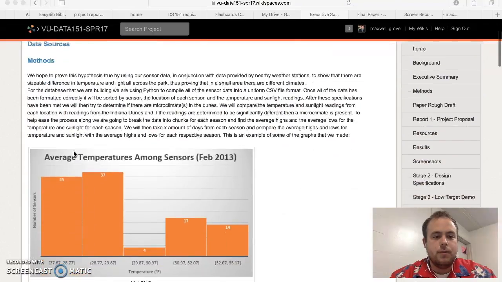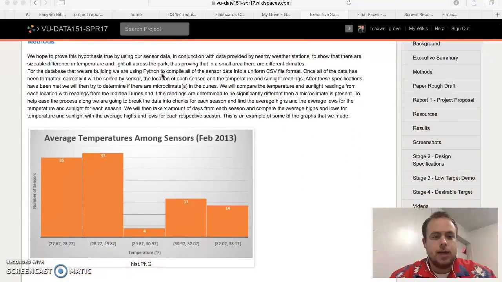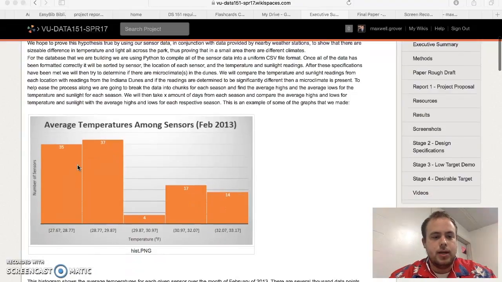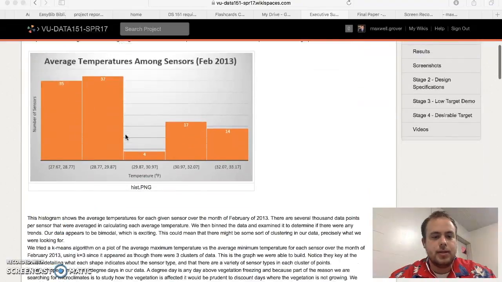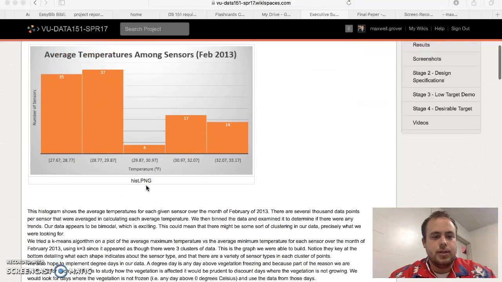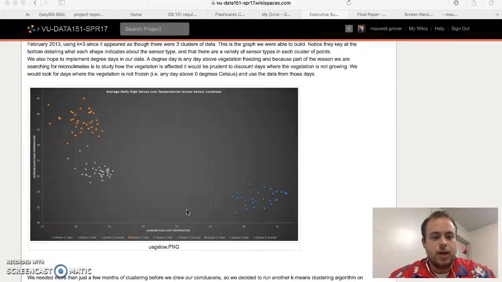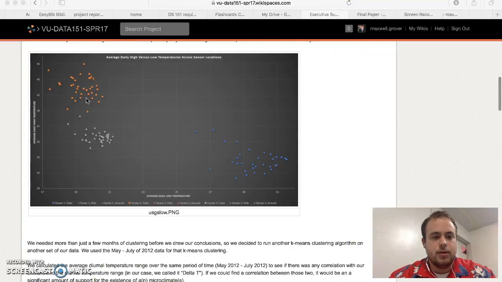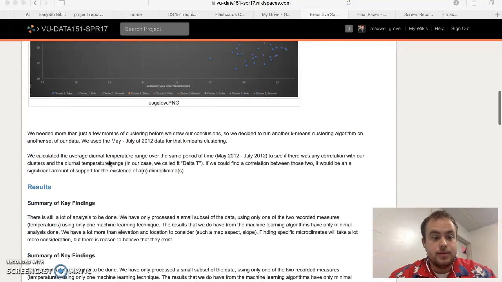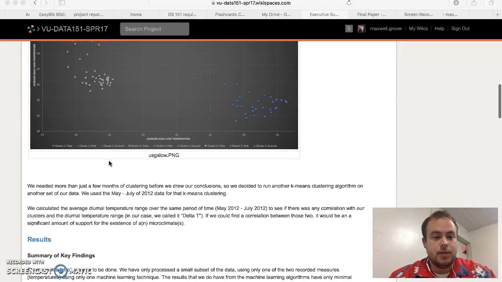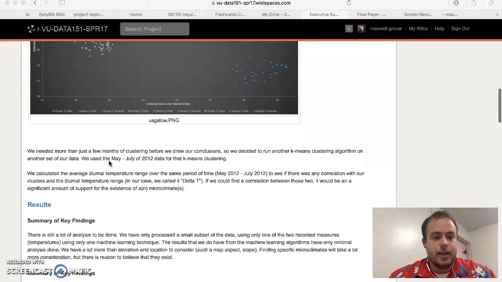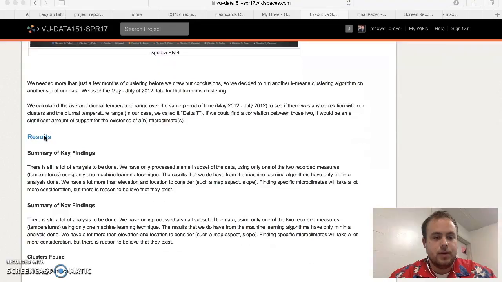Within here, we provided the methods. Again, what we did was look at the data first and decided that we would need some kind of k-means clustering in order to find out what these individual clusters are. So we ran that k-means clustering algorithm. You can see the individual clusters are here, so 3 distinct clusters. Following that, we ran some more analytics, which are available in our results section.